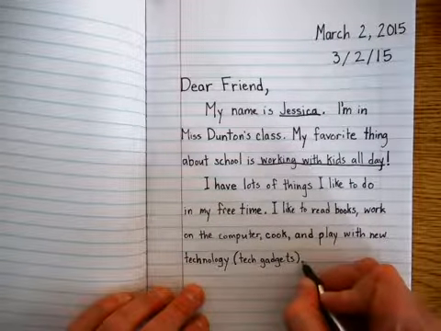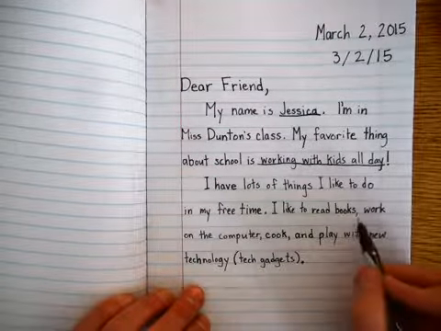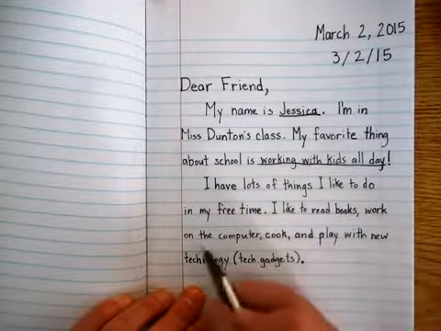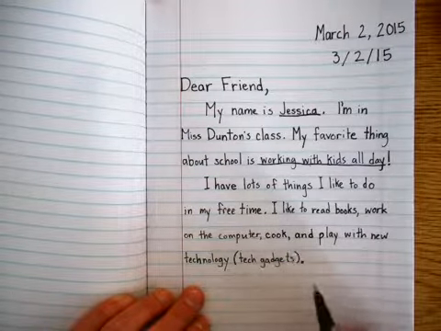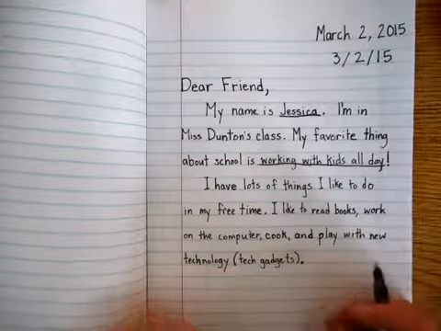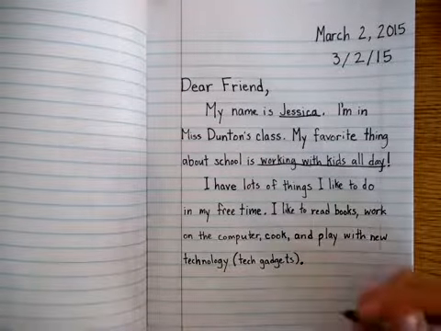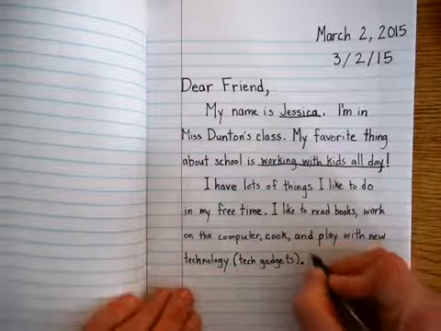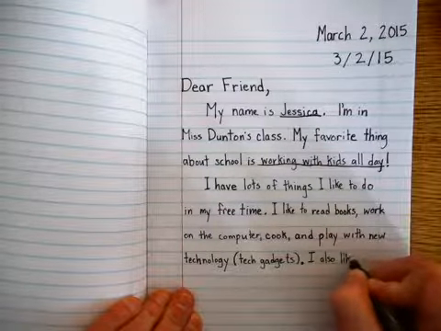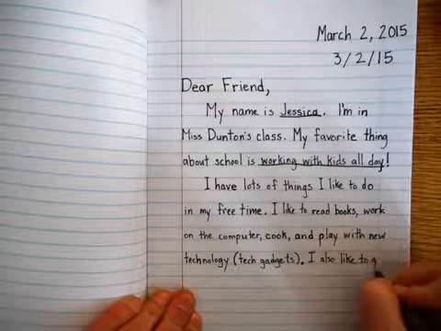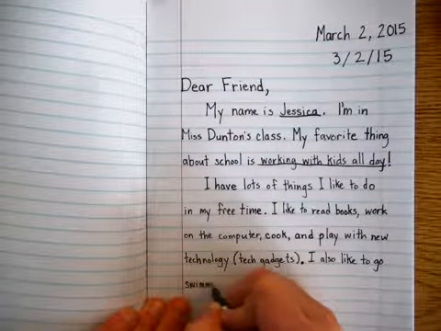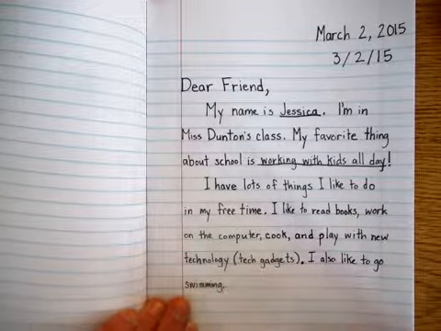And then I'm going to put a period because that's the end of my sentence. Look at all those commas I have in there because I made a list. I like to read books, comma, work on the computer, comma, cook, comma, and play with new technology. Tech gadgets, period. All right? And then maybe I forgot something, so I could say, I also like to go swimming. All right, so that's enough about me, because I wrote a lot of stuff about myself already.